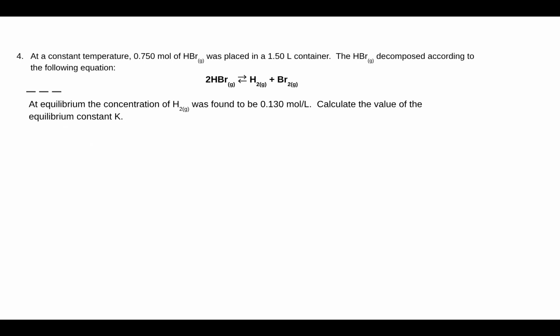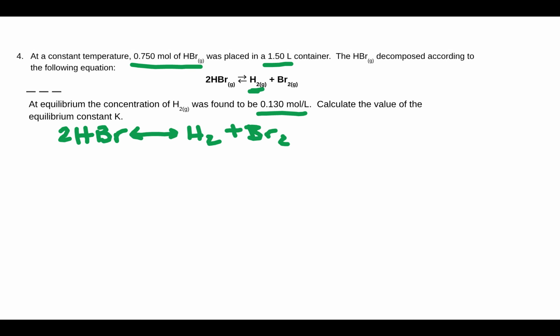So I have a couple of examples here that go through that, and this was from some homework that I had given my students. So the first one is you have some information about your gas being placed into a container, and then it gives some information at equilibrium about the hydrogen gas. So when you're setting this up, I just like to rewrite my equation and then set up my ICE chart right underneath it. So ICE.